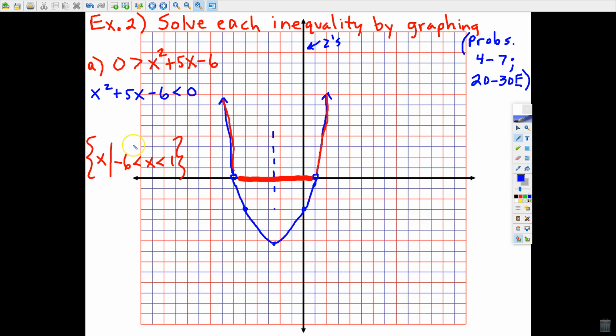Okay, so my final answer is here. But you're going to need to look at the graph, and if it's less than 0, you're looking, in this case, you're looking for points, the x-coordinates that fall below. If it had said greater than 0, then you're going to look at the x-coordinates that lie above the x-axis.